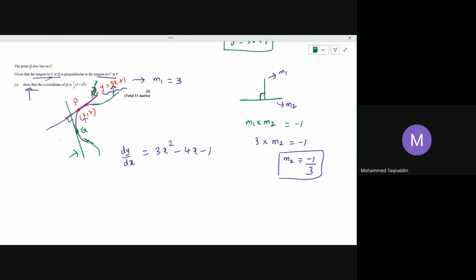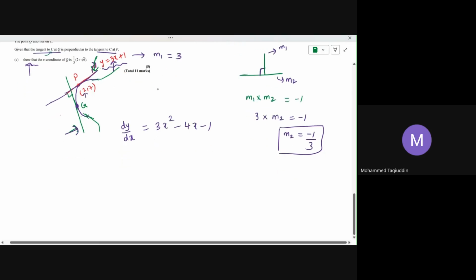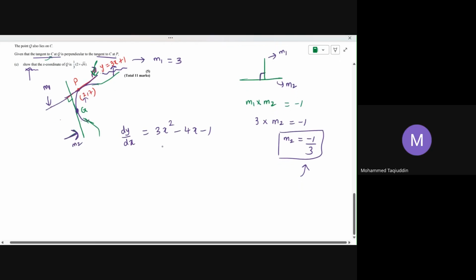So this m2 equals -1/3 is the gradient of the second line, the second tangent, which is passing through Q, because they are perpendicular. This one is m1. The slope for this line is m1, and the slope for the other tangent, which is passing through Q, is m2. So I got m2 as -1/3. Clear?